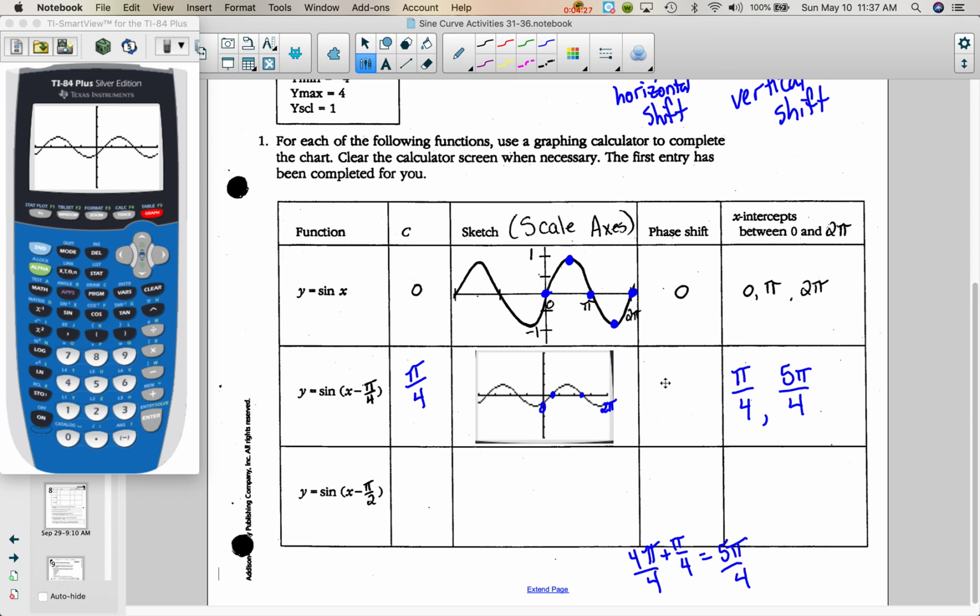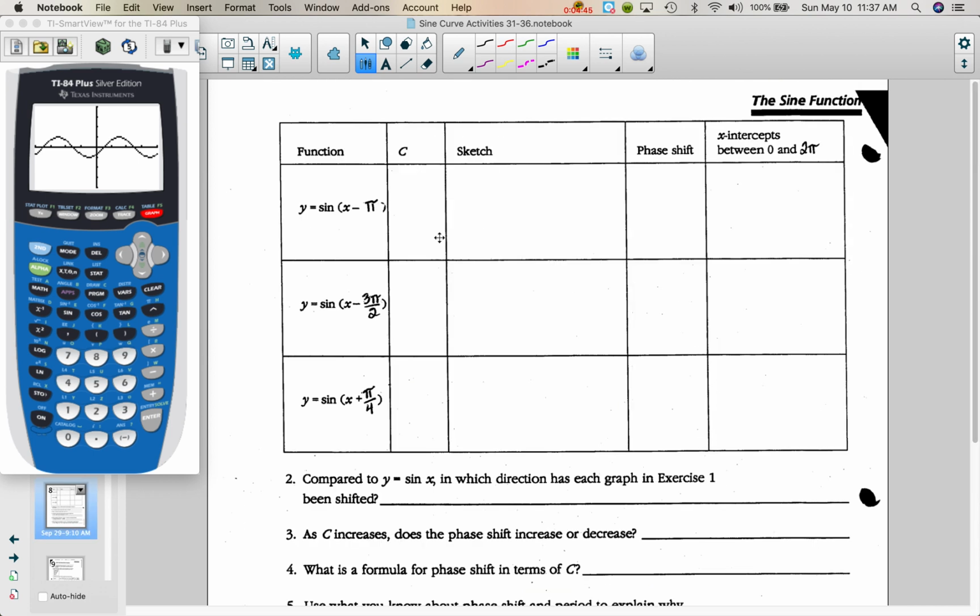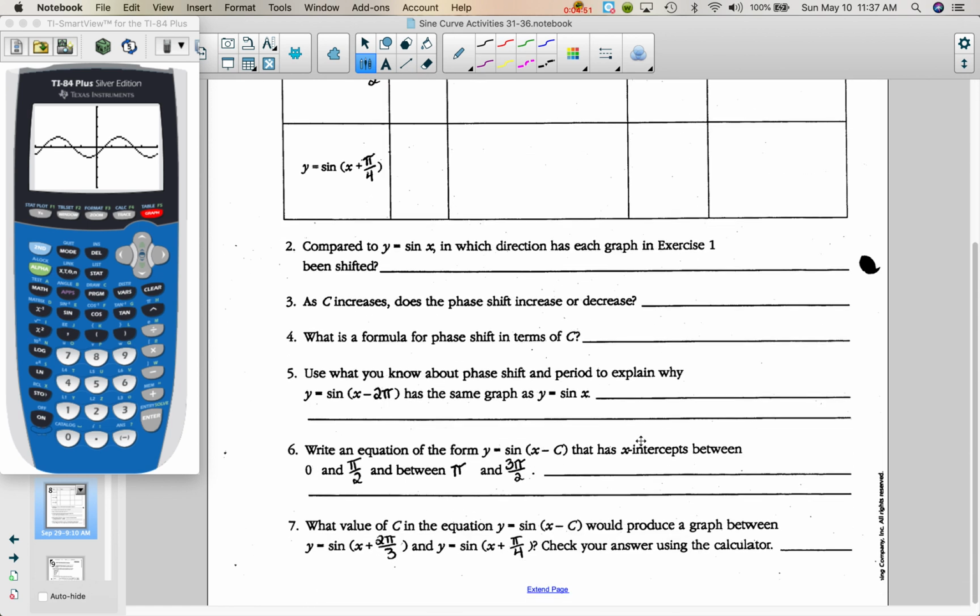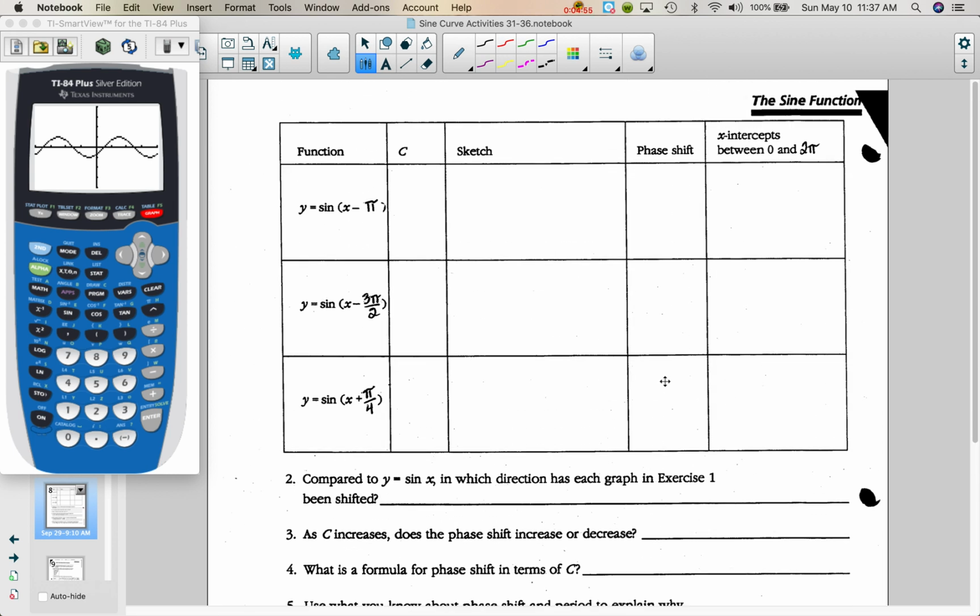Oh, the phase shift is pi over 4. Now, if you want, I like to put the direction, pi over 4 to the right, because that's meaningful. We kind of thought of that when we did horizontal shift. Did it shift to the right or to the left? So that's what you're going to do on this set of activities, and you'll be thinking, now we're only dealing with phase shift. We're not putting it all together yet. That's going to come in the next activity. And then you have some questions to answer about the phase shift.